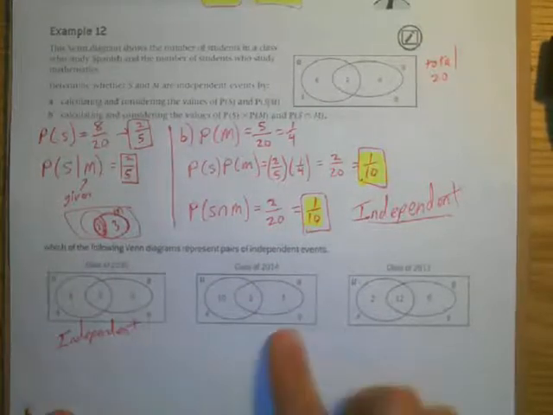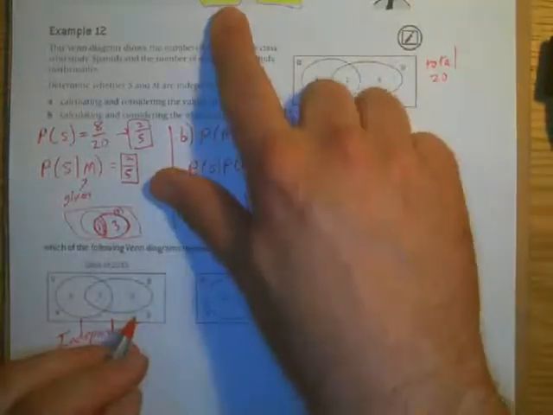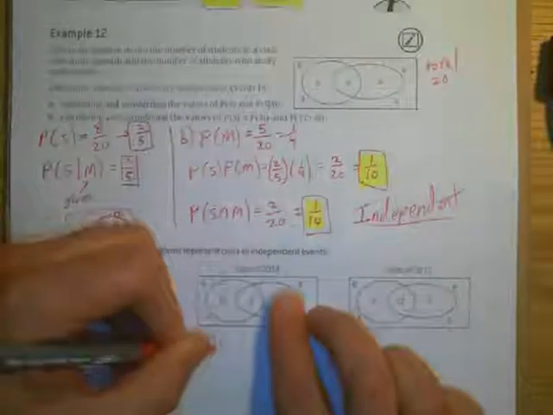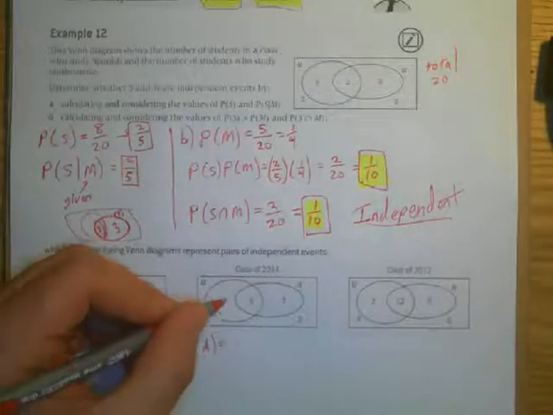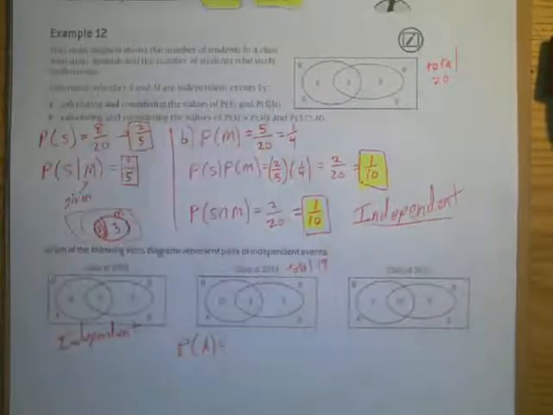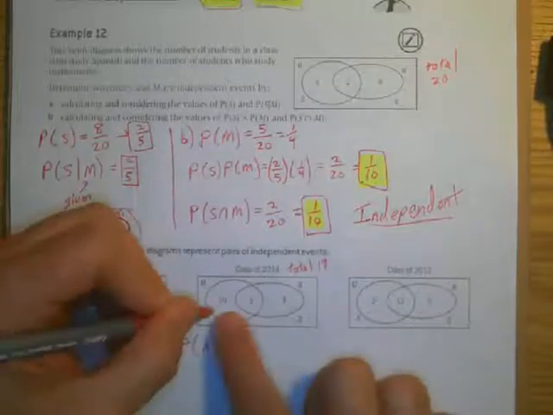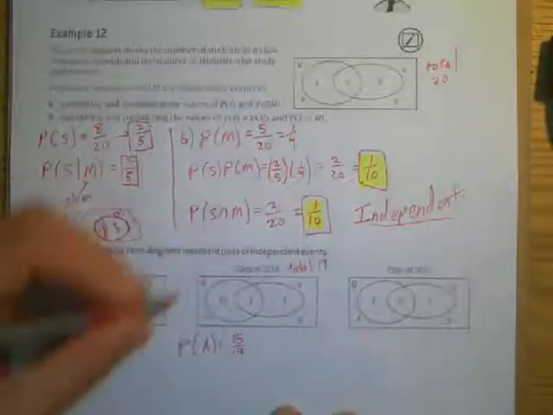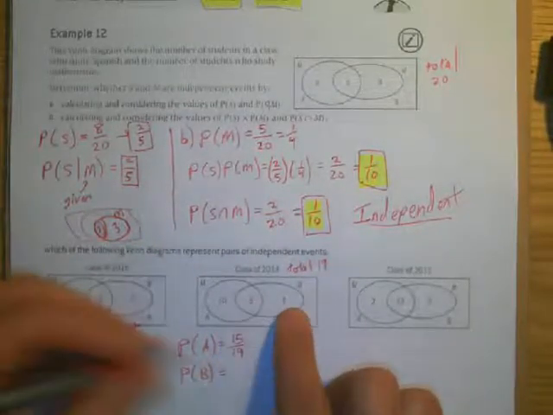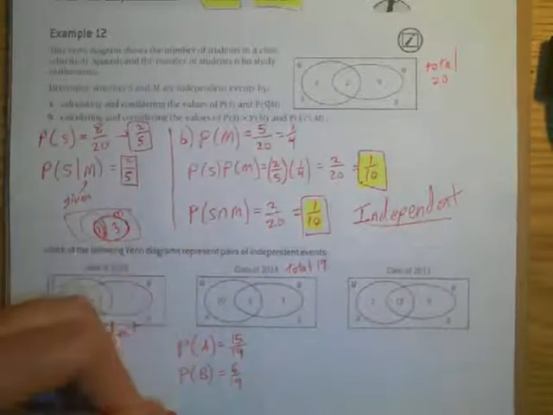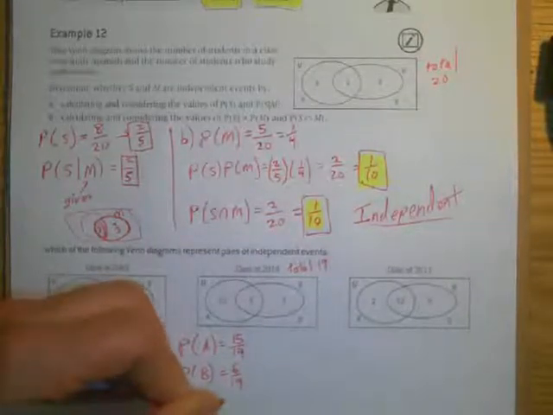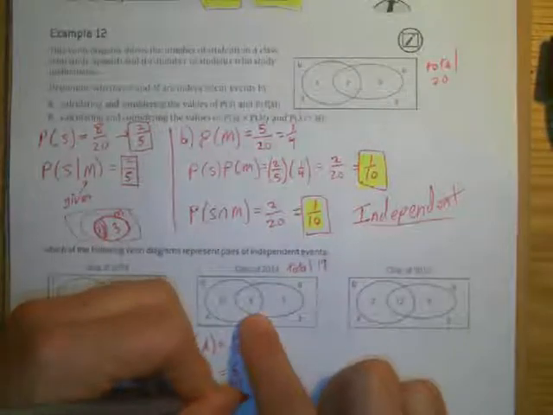Okay, so let's try this formula here. What is the probability of A? The probability in circle A, first we need the total. 10 plus 5 plus 1 plus 3. My total is 19. The probability of A is 10 plus 5, which is 15 over 19. The probability of B is equal to 5 plus 1, which is 6 over 19. The probability of A intersection B is going to be 5 over 19.